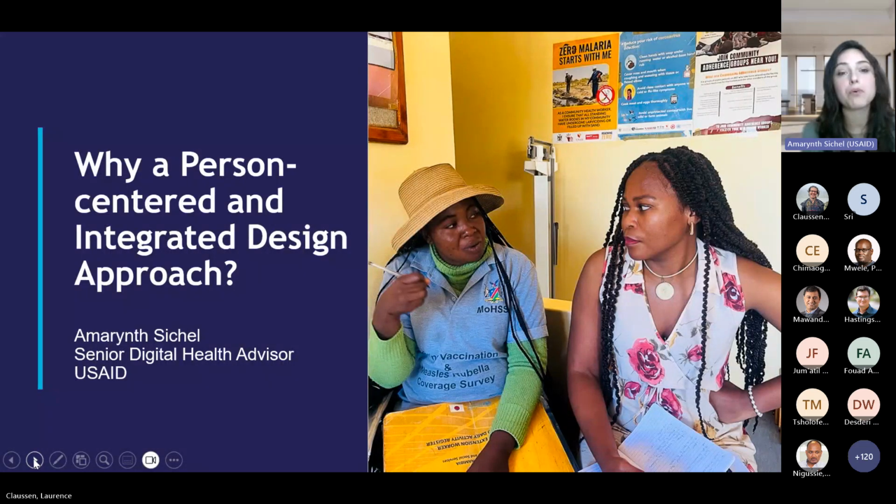And the second focal point for this work is around integrated design. By this, we mean designing digital tools that can support continuity of care across not just health programs, but also other health sectors as necessary. And I'll give you an illustration of what I mean by that. You can go to the next slide.